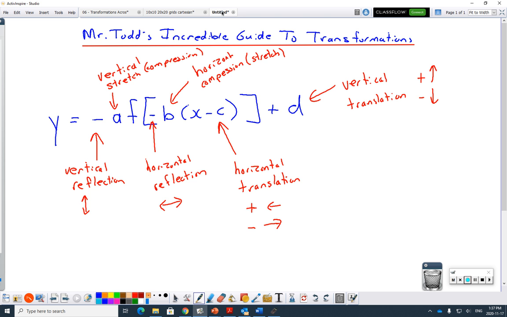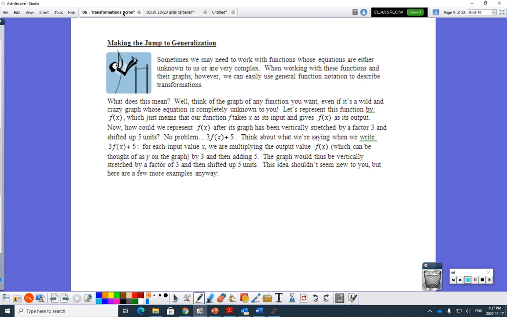And that's what this last part of the lesson talks about. It says sometimes we may need to work with functions whose equations are either unknown to us or very complex. When working with these functions and the graphs, however, we can easily use general function notation to describe transformations. They talk about COVID and flattening the curve. We don't know the exact equation all the time, and the equation changes as we go.